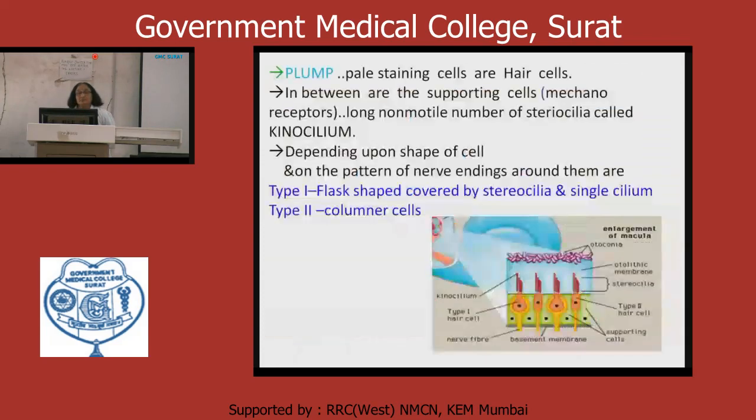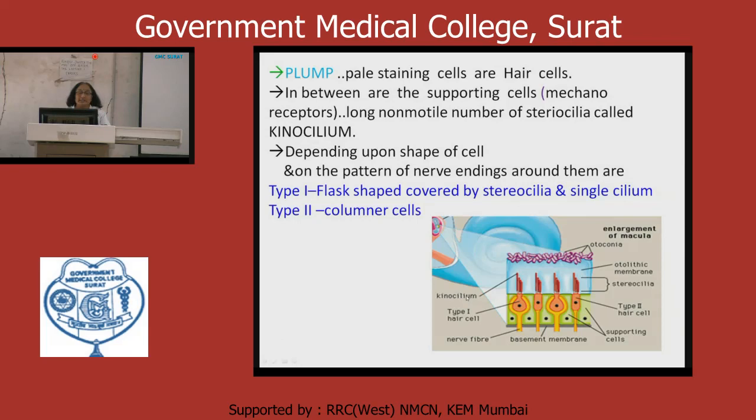Now what is plum? Plum refers to pale staining cells, which are the hair cells. In between the supporting cells are the mechanoreceptor cells, with a number of long non-motile stereocilia, as I told you previously, and one called the kinocilium.